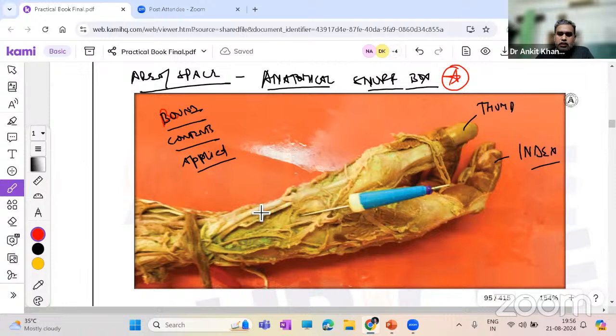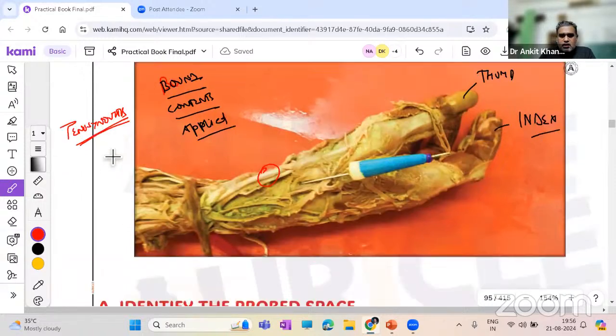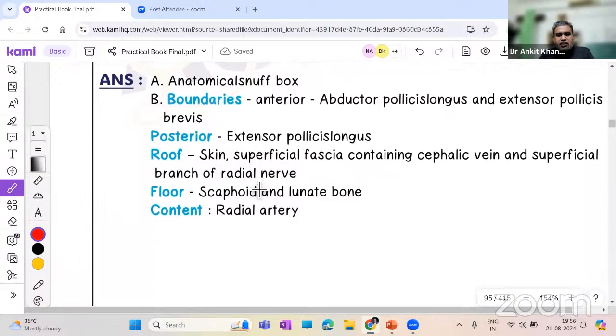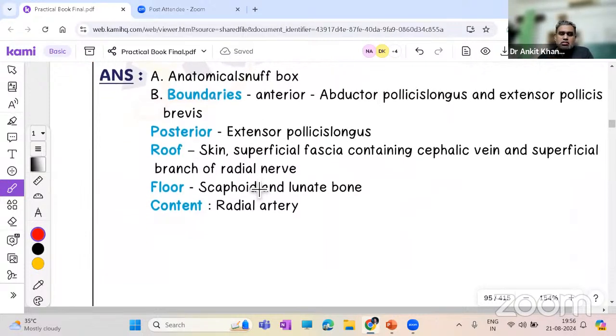You see a lot of tendons over here, and they normally get inflamed with their synovial sheath. That is known as tenosynovitis. This is one of the most common clinical aspects that you normally see. Therefore, this is one of the most common questions asked. There's definitely anatomical snuff box, boundaries. See, they're asking the boundaries and contents. Applied aspect, I already told you, there is a disease known as De Quervain's tenosynovitis, as simple as that.